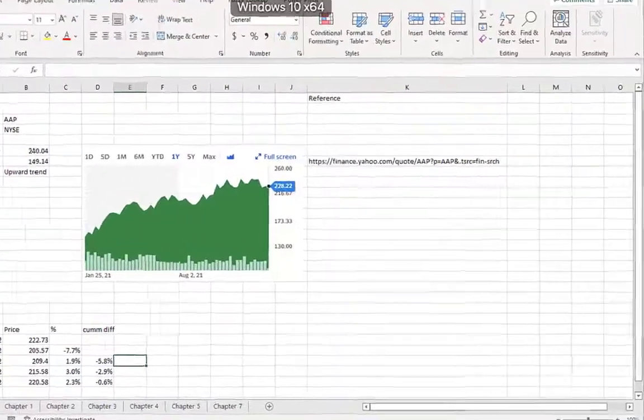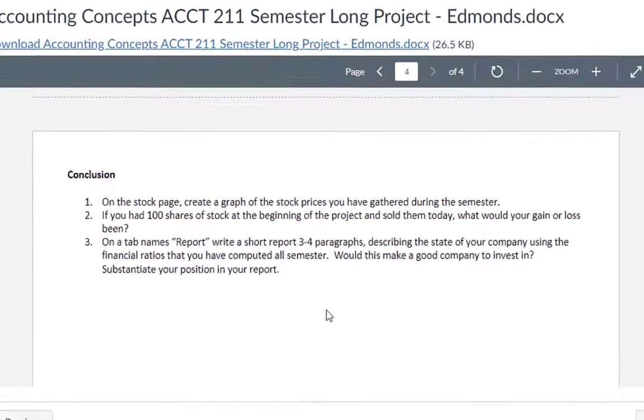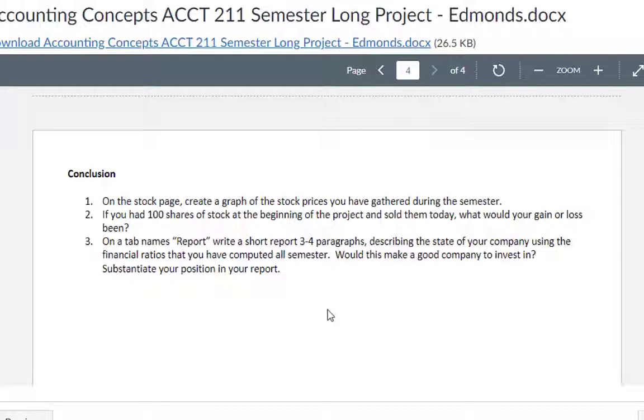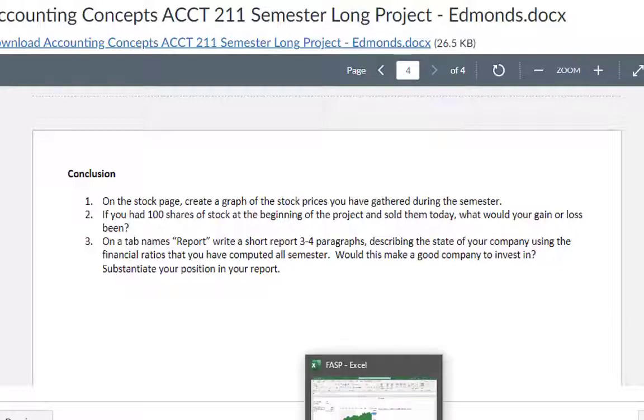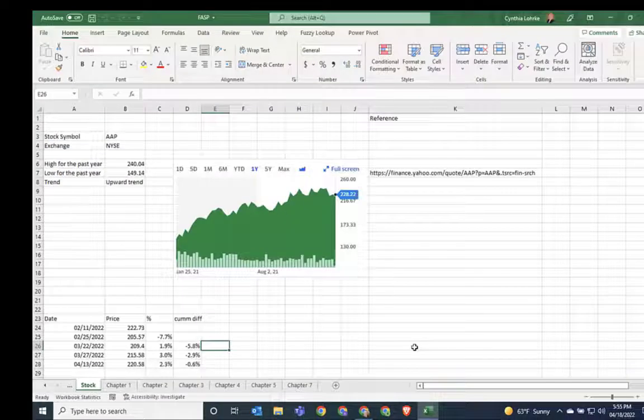Okay, we're going to start on our conclusion for the semester-long financial statement analysis project. And as you can see, there are just 3 requirements. And so on the stock page, we're going to go to the stock page. We're going to create a graph of the stock prices that we have gathered during the semester.